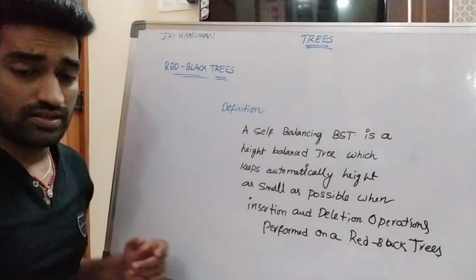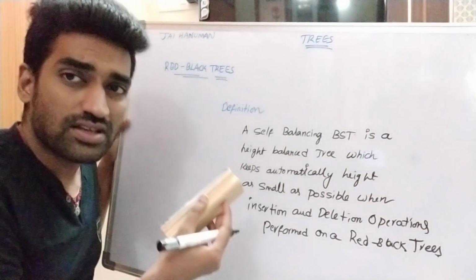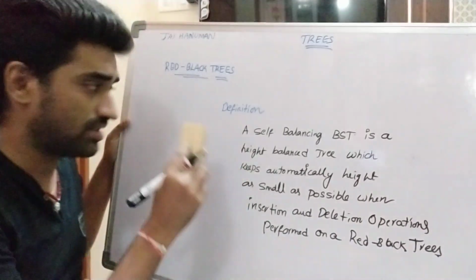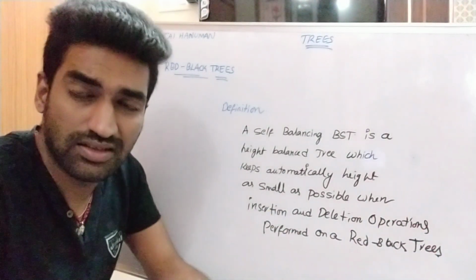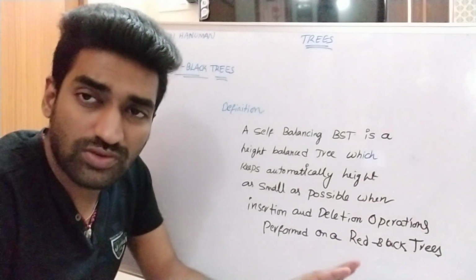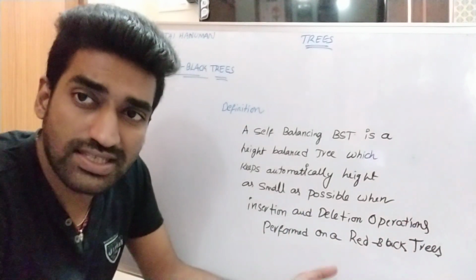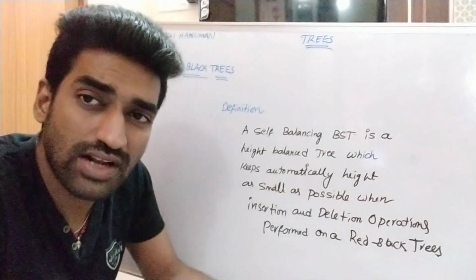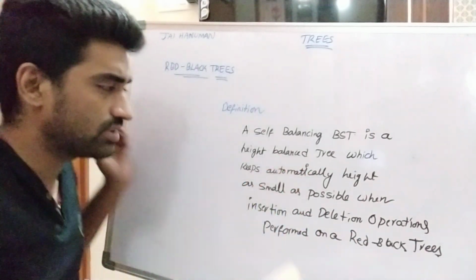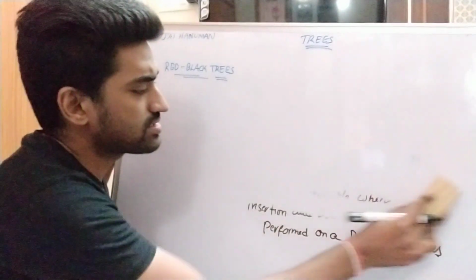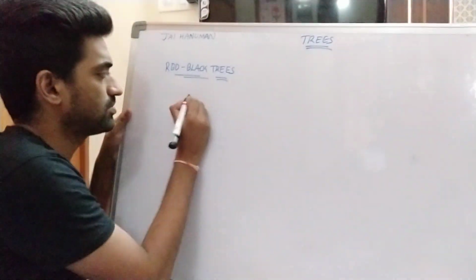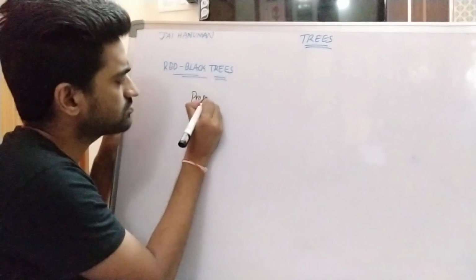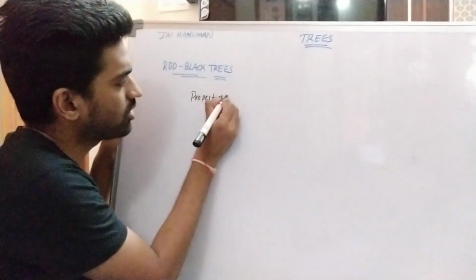Then we are discussing the properties of red-black trees. A red-black tree is a self-balancing binary search tree with one extra attribute for each and every node, that is color. The color of each node is either red or black, right? So then we are discussing the properties. What are the properties of red-black trees?